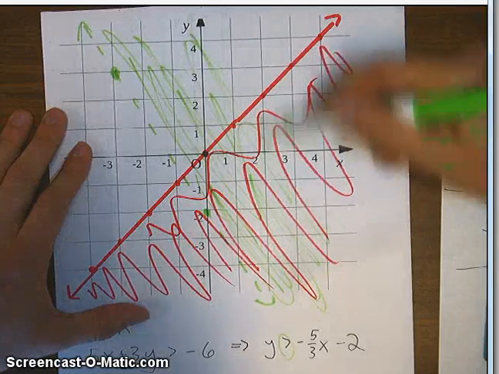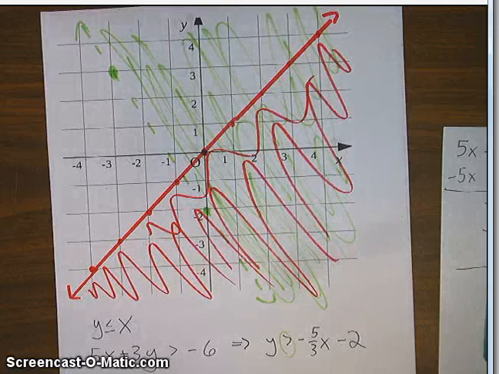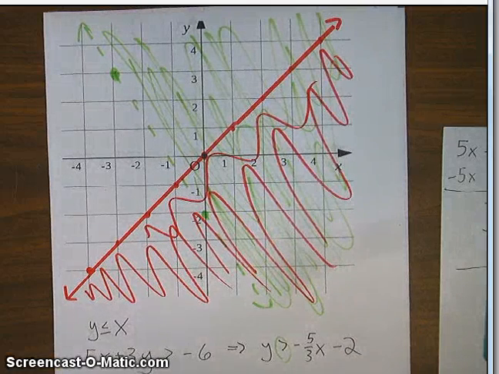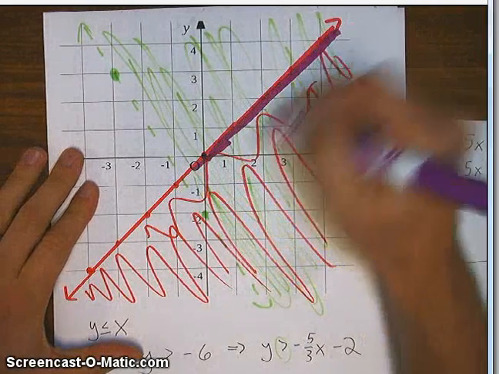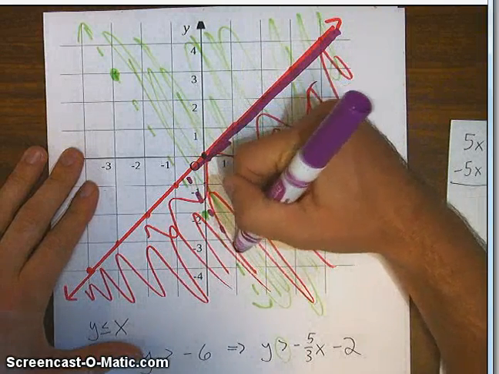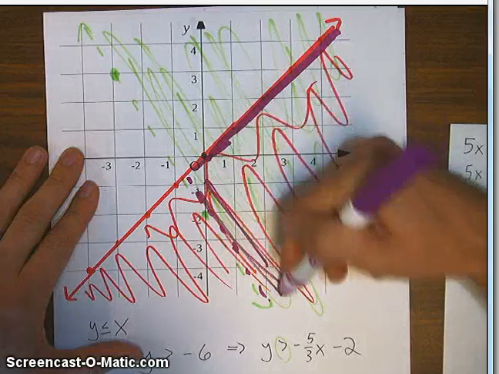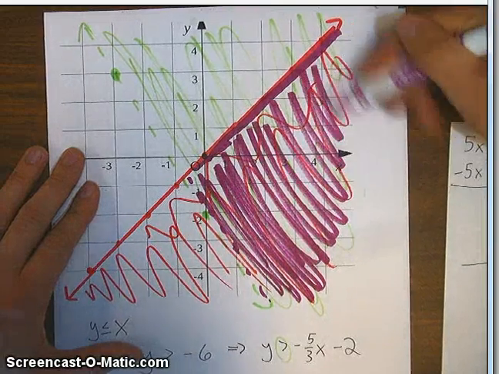Now hopefully you've noticed that there's one region where we have shaded twice. This is the solution set, and it's this big triangle looking thing right here. All this stuff, this is a dashed line. All of this purple stuff here, that is the solution set.